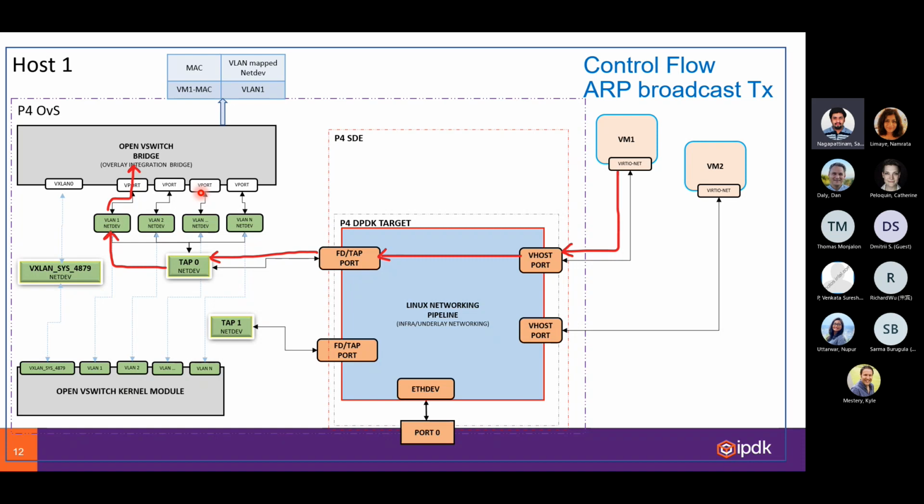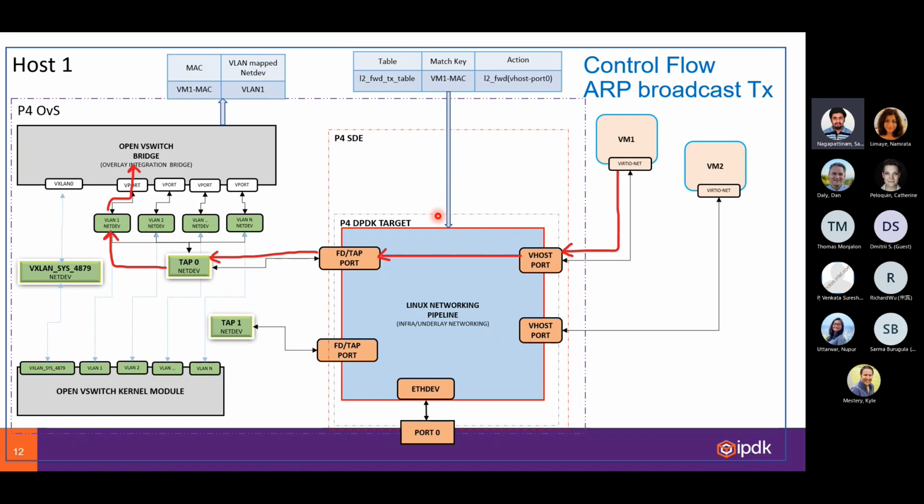At this very moment, P4 OVS will get kicked in. It goes ahead and programs a table onto the backend saying that any packet that is receiving VM1 MAC as the destination MAC should directly go out on your vhost 0 port. That's what we tell here. This is the match key, VM1 MAC, and the action is go to your vhost port 0, which is your port connected to your VM1.